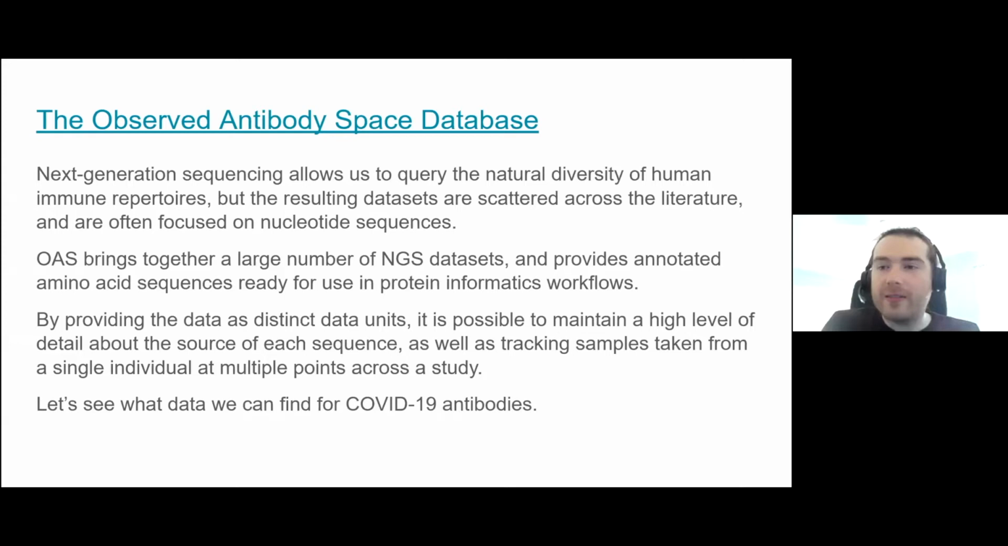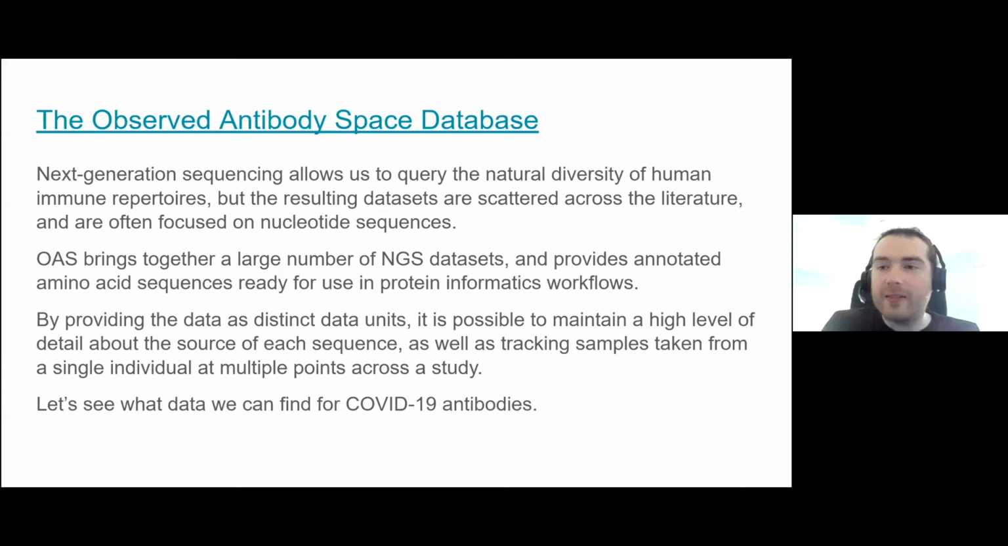So we've added these annotations to all of these NGS data sets that we've acquired. And we've structured this in such a way that all of the data are available as distinct data units with metadata characterizing where that data came from, what you can expect to find in it. And this allows you to do things such as, for example, tracking samples taken from an individual at different points across a vaccination study to see how their immune repertoire responded to the vaccination. You can compare before and after vaccination.